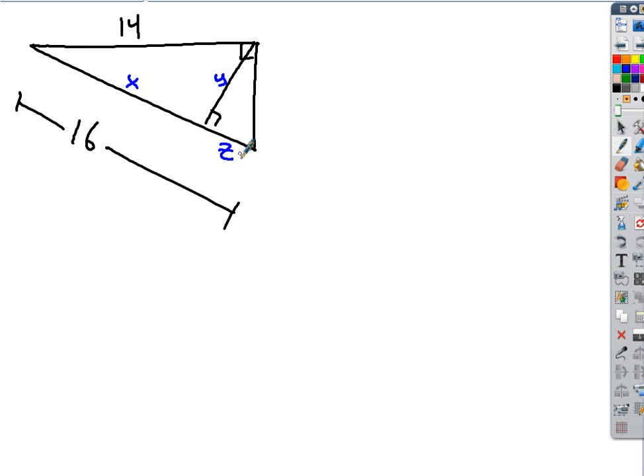So I have to be able to use the numbers 16 and 14 with one of those variables in order for this to work. Okay. Now, it doesn't have to be the variable that's the shared side. In that last example, it wasn't, right? It was one of the other sides that was shared. Okay?